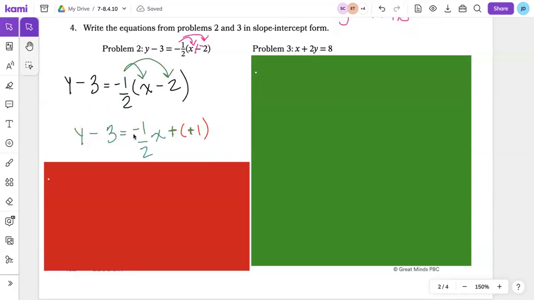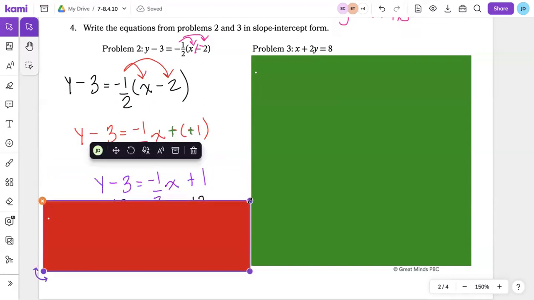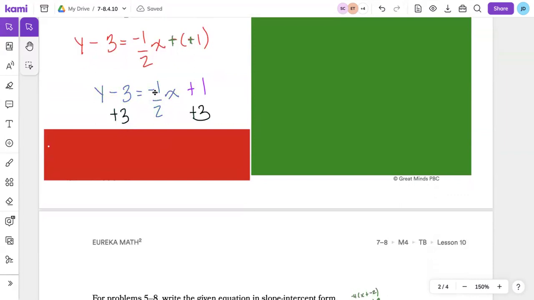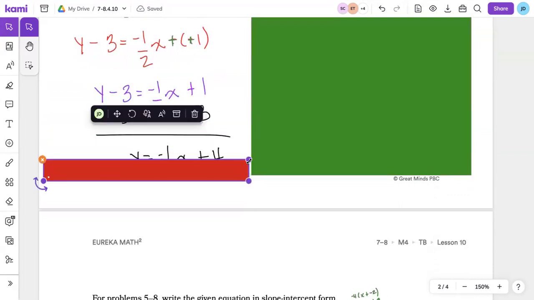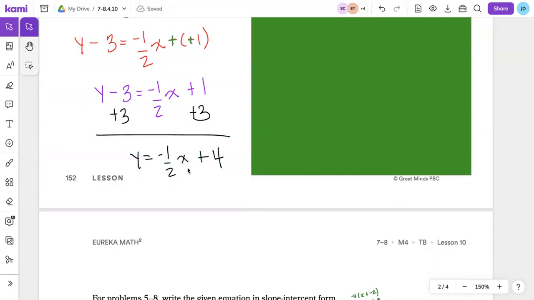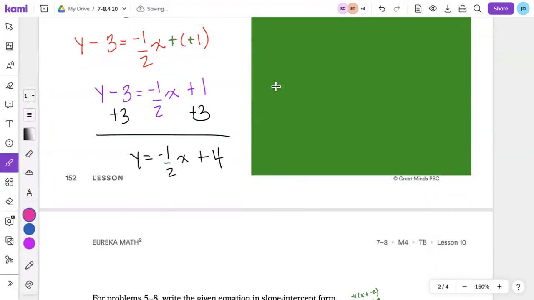Then we're going to go ahead and get rid of this -3 on the left. We have y minus 3. So to get rid of that, we're going to add 3 to both sides. We have y minus 3 plus 3 equals -1/2 x plus 1 plus 3. And we end up with the equation y equals -1/2 x plus 4. And this is in slope-intercept form, where we have y equals mx plus b.